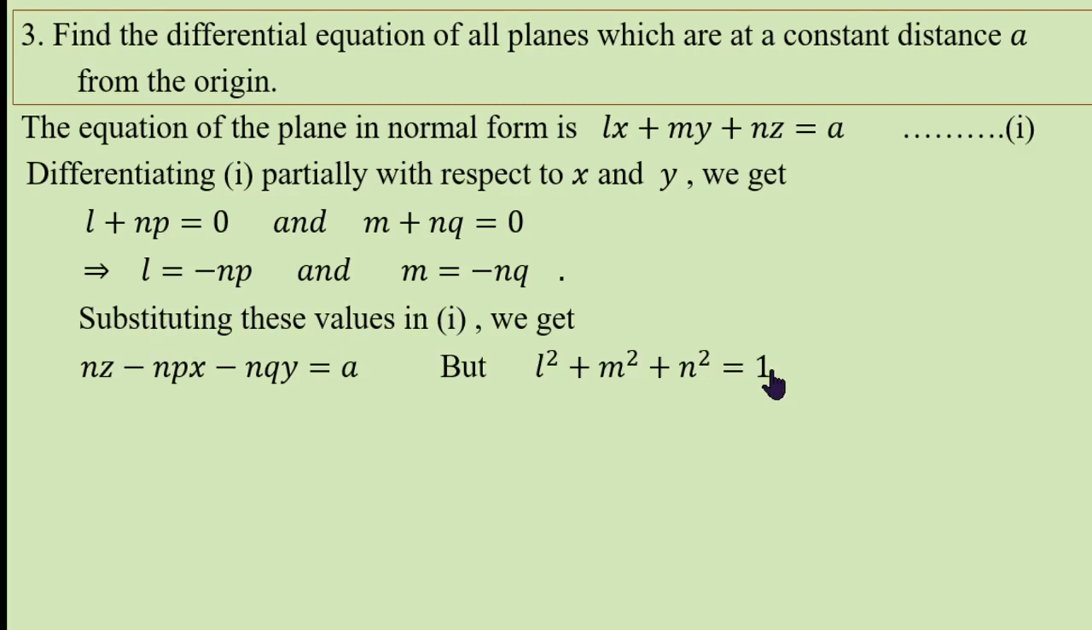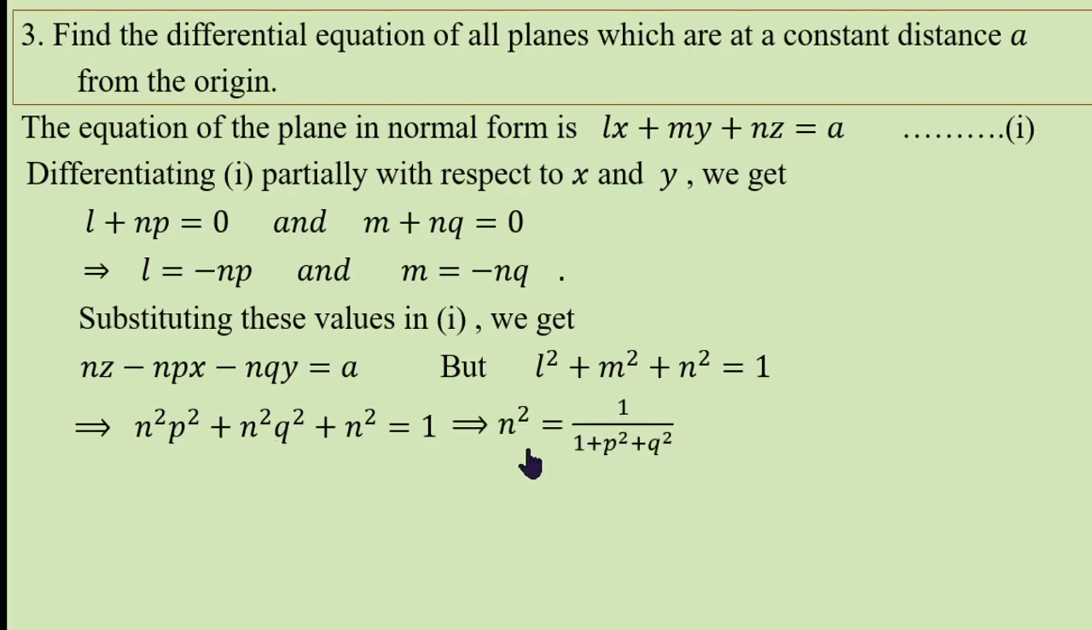n square is 1, and l square becomes n square p square, m square is n square q square. By taking n square outside, you can write n square into 1 plus p square plus q square equal to 1. Therefore, n square is 1 by 1 plus p square plus q square, or by taking only the positive term, n is 1 by root 1 plus p square plus q square.